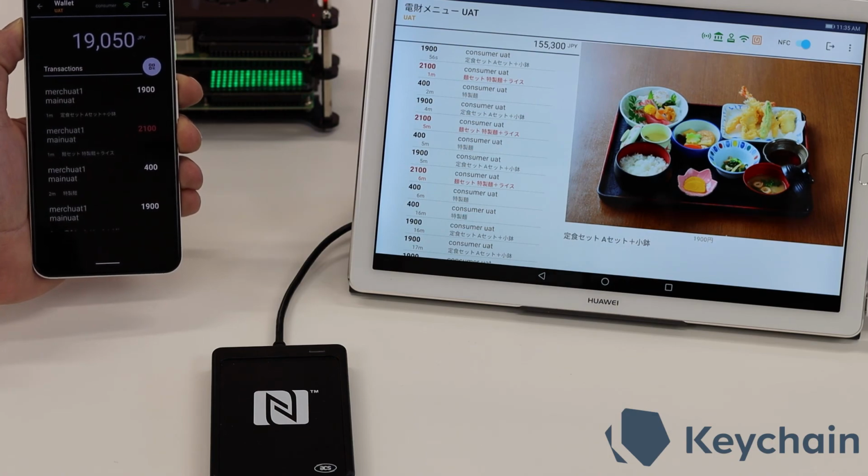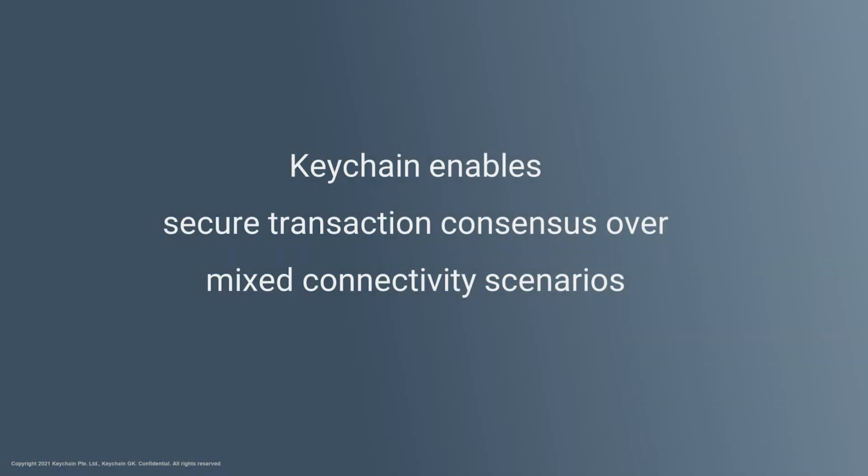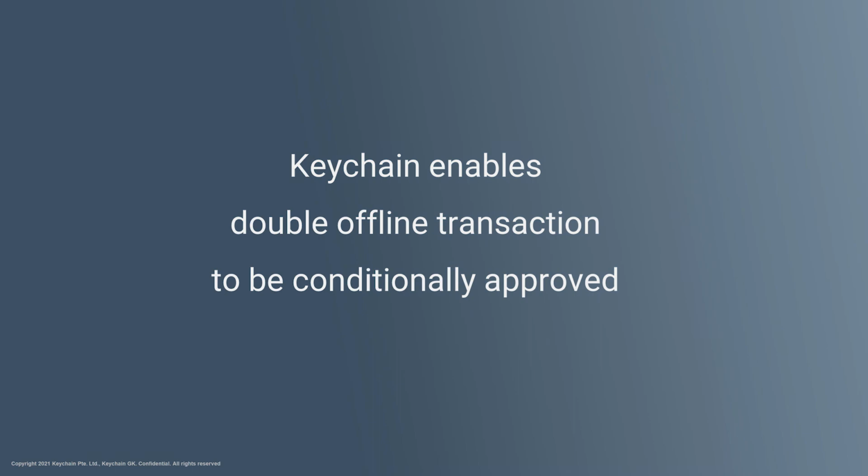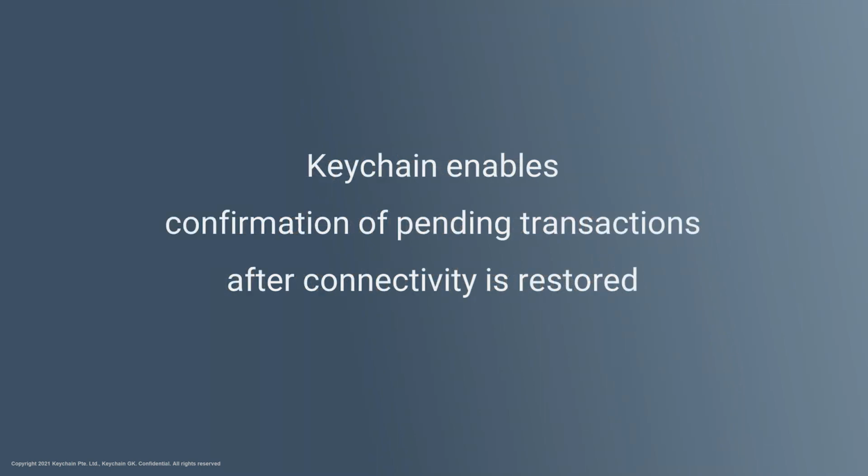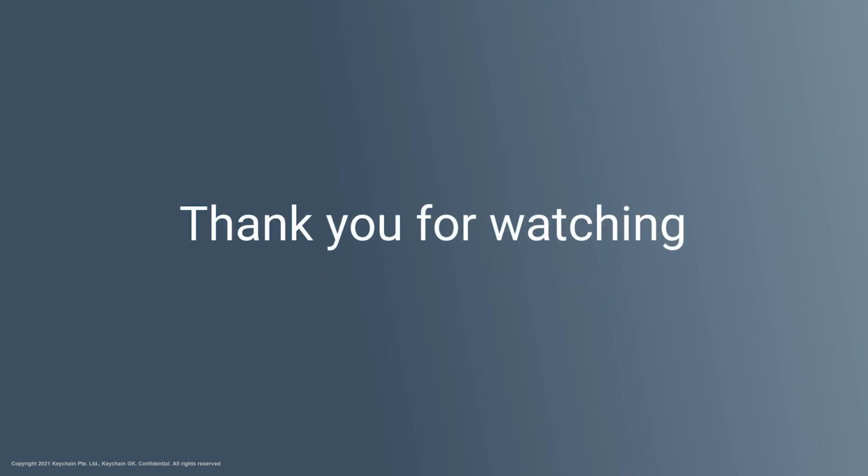Okay, so with this series of cases and transactions that we've done, Keychain Core enables applications to perform consensus and maintain data security over mixed network protocols. Secondly, Keychain Core enables a double offline transaction to be conditionally approved based on configurable parameters. And finally, we were able to resume processing of pending transactions after restoring internet connectivity for each of the devices. That ends our demo. Thank you for watching.